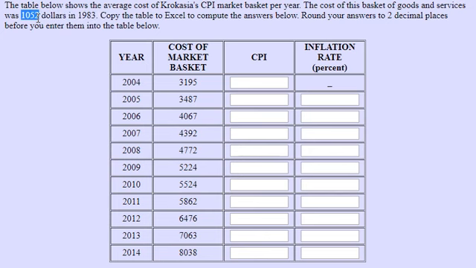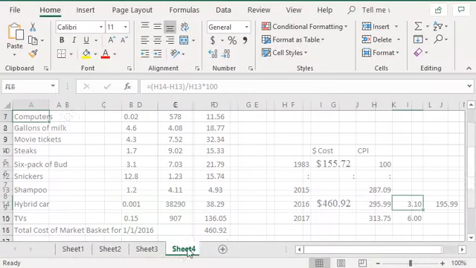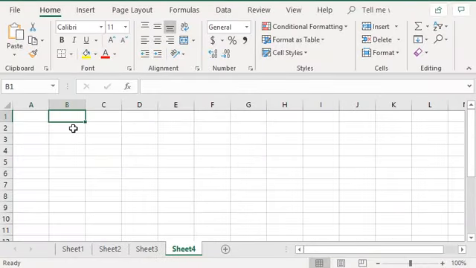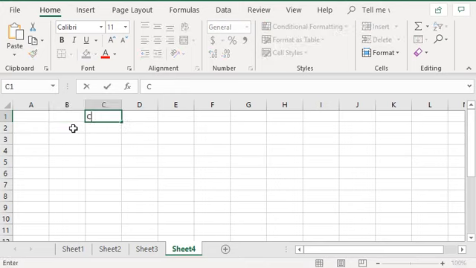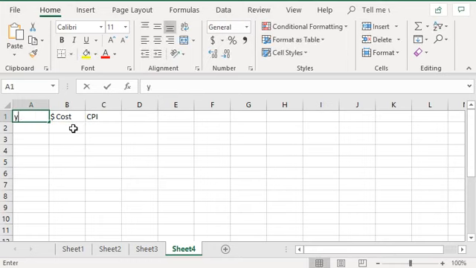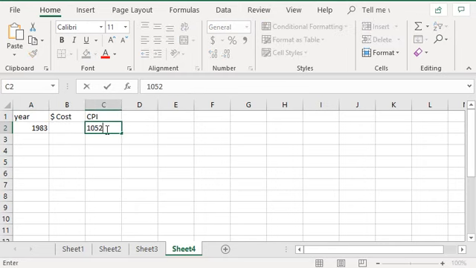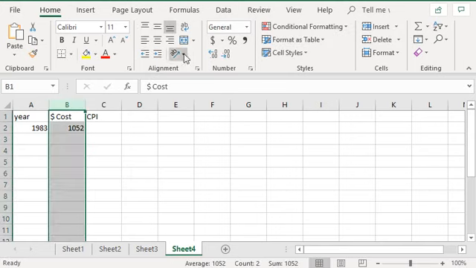So I'm going to first copy this to Excel. We'll get a new sheet, and I'm going to call this the CPI. This is the dollar cost, and this is year, and this is 1983. And in 1983, the dollar cost was $1,052.